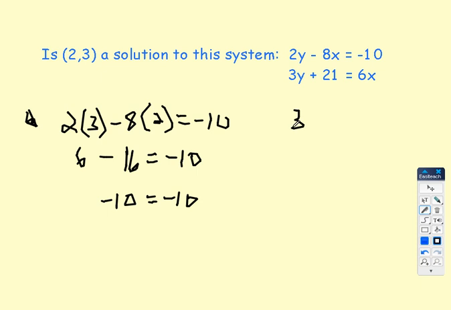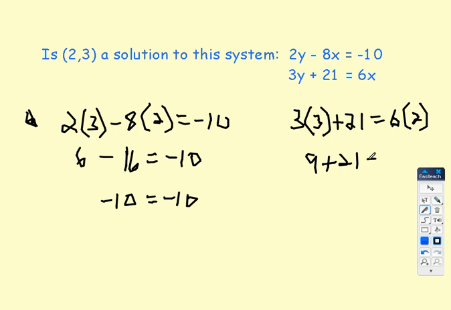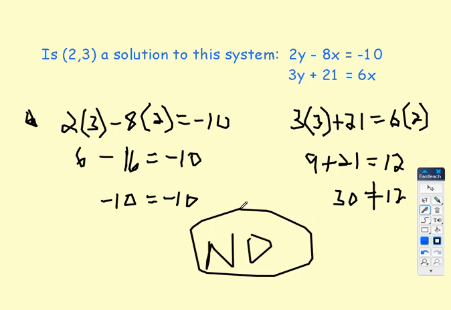Now I've got to check to see if it's true for the second one. So 3 times y is 3, plus 21, does that equal 6 times 2? Okay, so 3 times 3 is 9. 9 plus 21, does that equal 12? Well, I can already see that does not. 30 does not equal 12. So the answer to this is no. That's not a solution to that system.